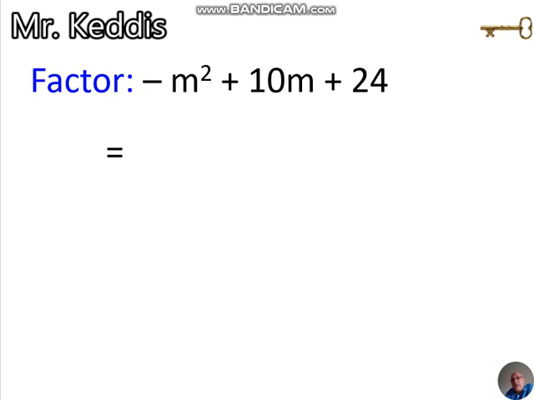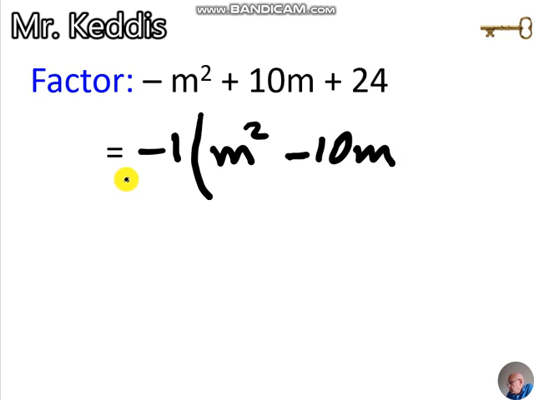What is the common factor between negative m squared plus 10m plus 24? I take negative 1, also common factor. Here m squared. Negative times what? You get positive. Negative times negative. Times what? You get 10m. 10m. Negative times what? You get positive again. Negative 24.